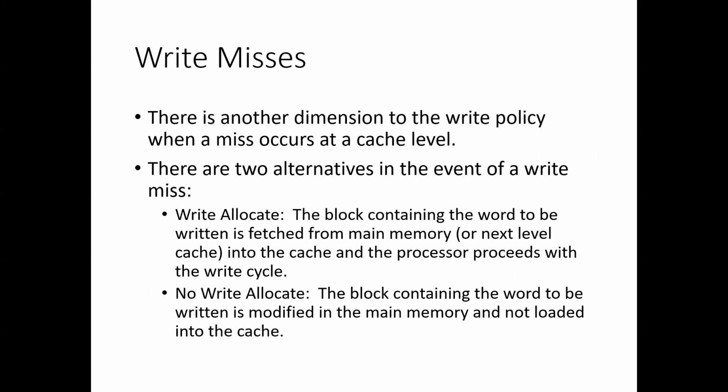Another dimension of write policy is when a miss occurs at the cache level. One alternative is write allocate, where the block containing the word to be fetched is loaded from main memory into the cache, and the processor proceeds with the write cycle. The other is no write allocate: the block containing the word to be written is modified in main memory and not loaded into the cache.